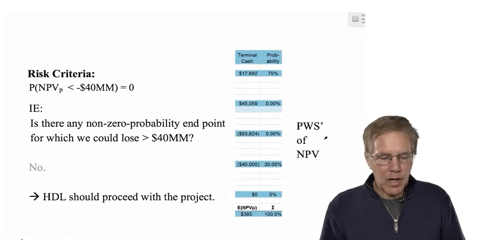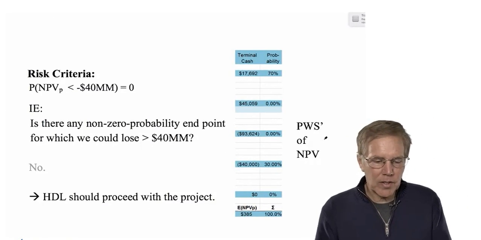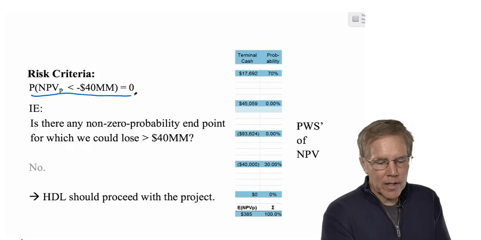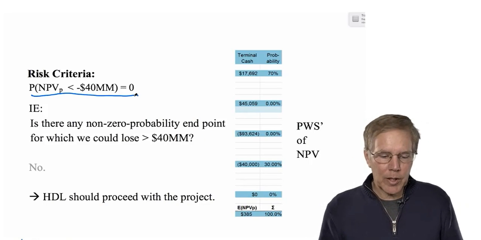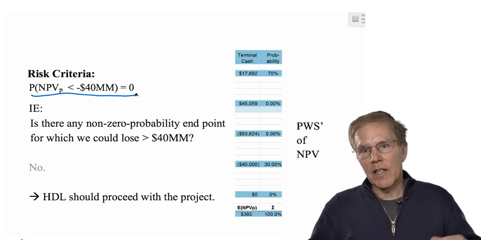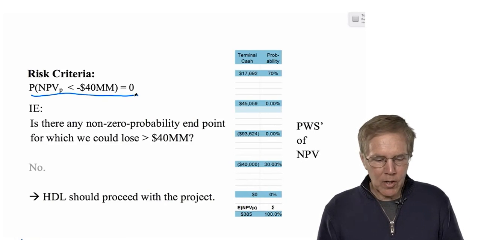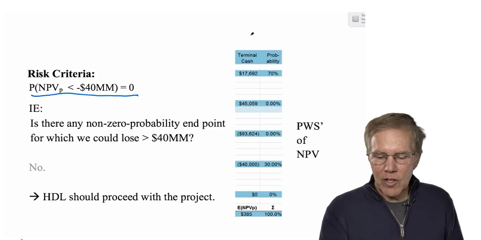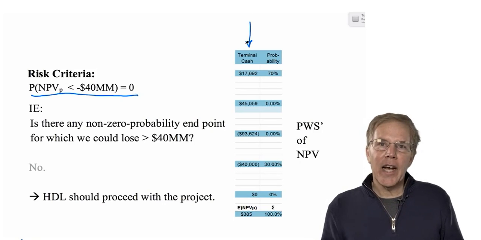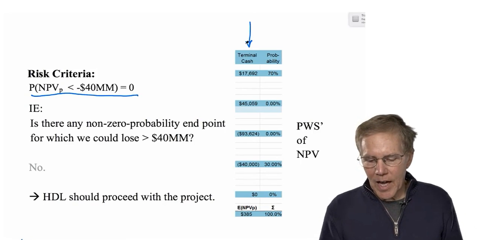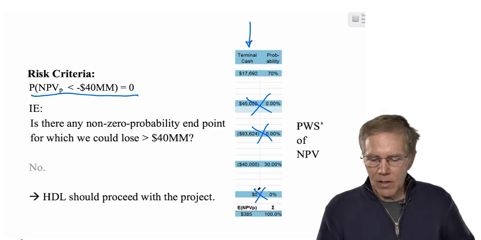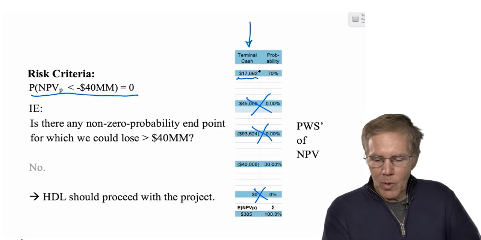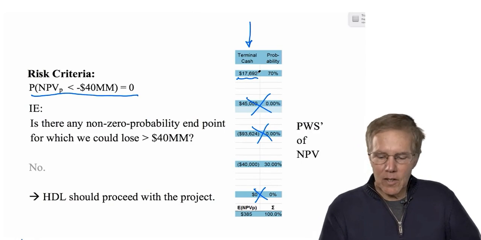So now let's think about their risk criteria. Okay, the key one is that the probability that the NPV of the project is less than minus 40 million is 0. So there is no chance of them losing net more than 40 million on this project. How do we determine that? We just look at all of the net cash they're left with at each terminal branch that has a non-zero probability. So we take out these guys and we see up here, this is the one where they sell the variance property, assuming the variance is approved, etc. They get 17,000. That's clearly greater than minus 40 million.